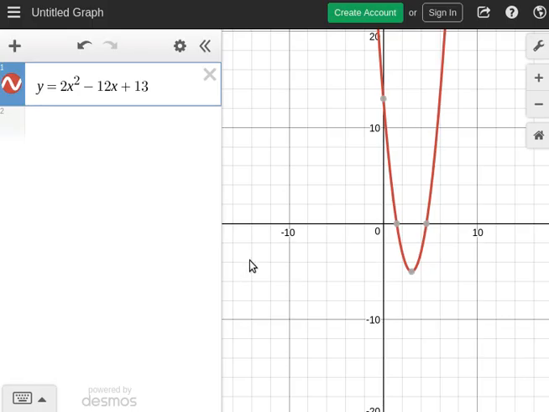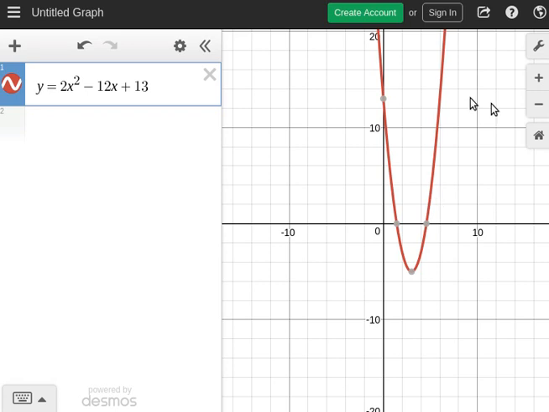Okay, so I'm using a program called Desmos, which is an online free graphing calculator, which is awesome. All I did is I typed in my original parabola, and let's see if it has the features that we thought it should have. The vertex is 3, negative 5, which we found. The y-intercept was 0, 13, which we found as well. And the x-intercepts, 1.42 was the first one we found, and 4.58 was the second one we found.